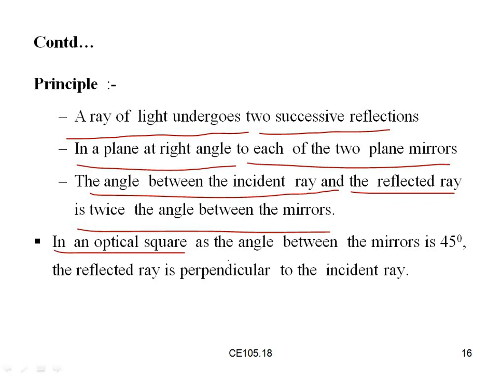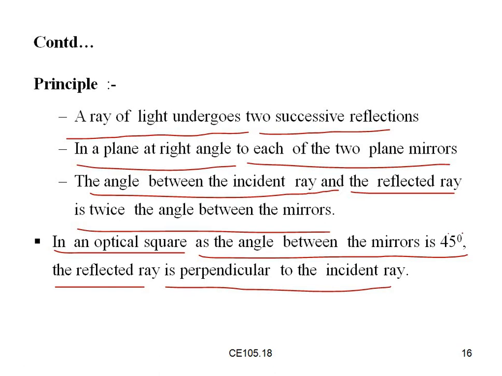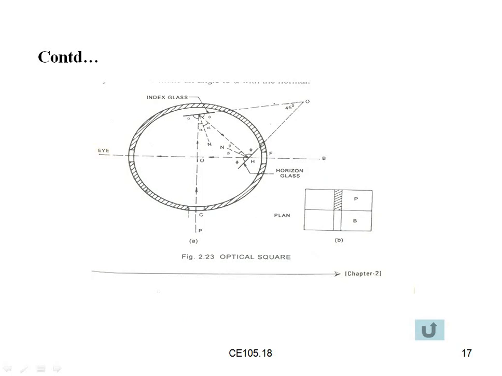So in an optical square, as the angle between the mirrors is 45 degrees, the reflected ray is perpendicular to the incident ray. So this is the specialty of this optical square. The angle between the mirrors is 45 degrees, so the reflected ray is perpendicular to the incident ray.